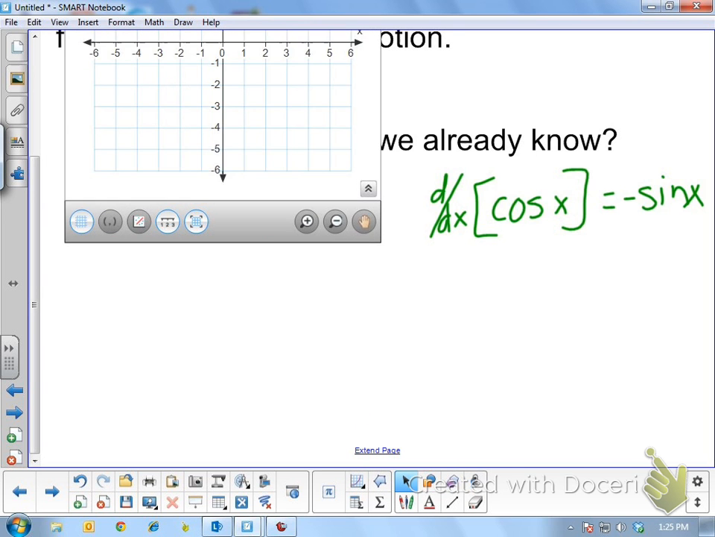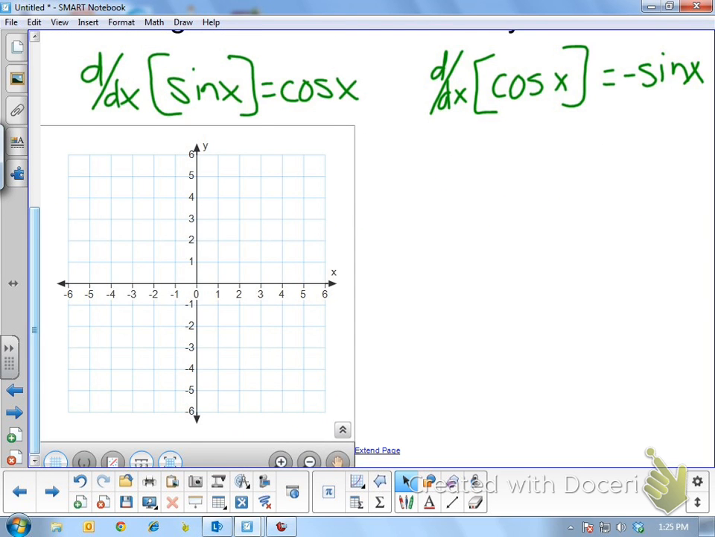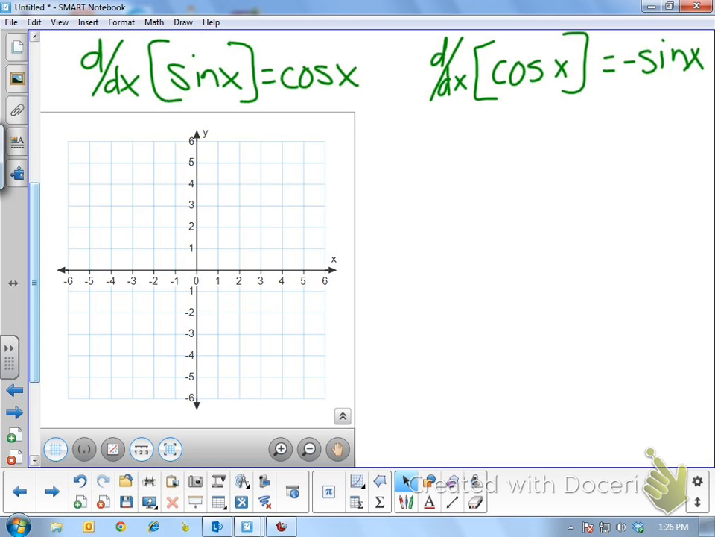Can I actually enter functions in? Maybe not. I was kind of excited. This is the first time I've used this. Go to the third one.